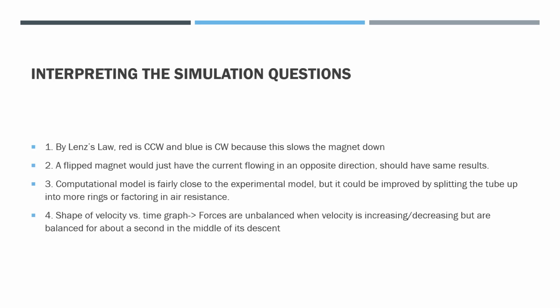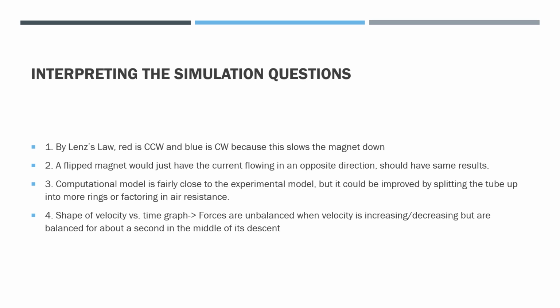So by Lenz's law, red is counterclockwise and blue is clockwise in this model because this is what slows the magnet down. A flipped magnet would just have the current flowing in the opposite direction, but it should have about the same result in terms of speed. The computational model is fairly close to the experimental model here, but it could be improved by splitting the tube up into more rings or factoring in air resistance.